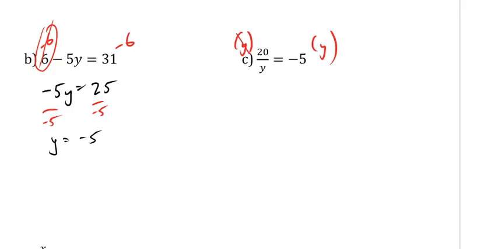Because y divided by y is gone. And I'm left with 20 equals negative 5y. And now this looks like something that I know how to solve. Go ahead and solve. You can finish that one on your own.